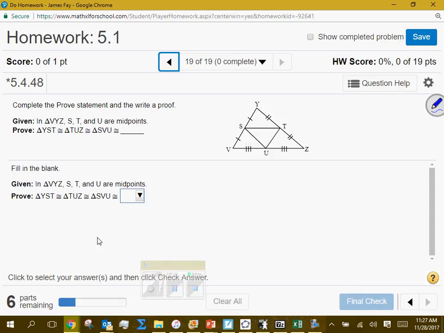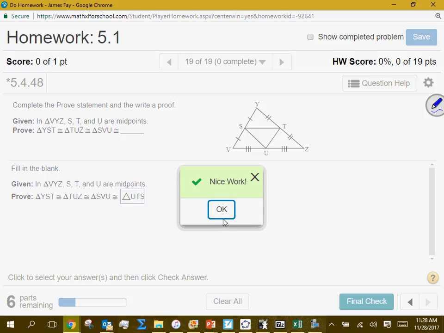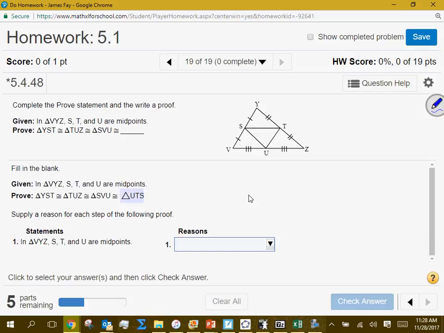So look at this and fill in the blank, obviously. So we're looking for a triangle. They gave us two options here, UTS or VYZ. So VYZ is that bigger one. UTS is that middle one. That's the one we want to check. Okay, so that's what we're getting at, and now we'll go through the reasons.